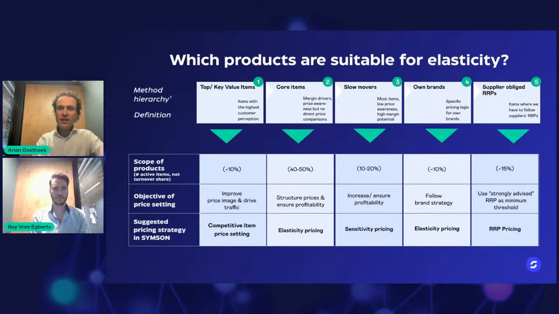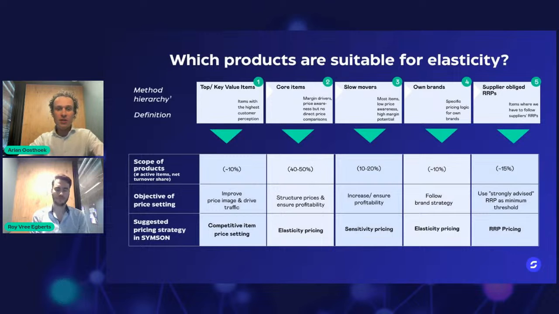The other one is the RRP prices. These prices are often set by manufacturers. For example, if you sell iPhones or laptops from Apple, they have a certain RRP price, and you, as a retailer, e-commerce, or any trade organization, don't have the freedom to set your own prices because they are restricted to this recommended retail price. So then we have three types of products left, which are core items, slow movers, and own brands.